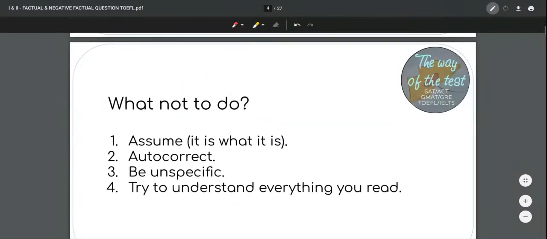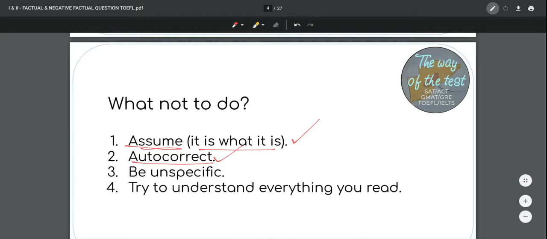Okay, what we don't want to do, we don't want to assume, okay? It is what it is. Remember, if the text says it, it is; if the text doesn't say it, it isn't. This is very important. We don't want to draw any conclusions. We're just going to take the information in the text as it is. We don't want to autocorrect, which means we don't want to say, yeah, it's not saying that, but I think the author actually meant this other thing. No, the author meant what it said, especially in the factual question.